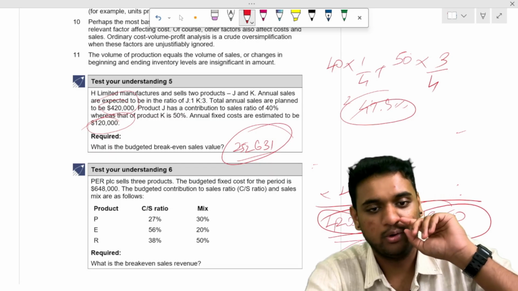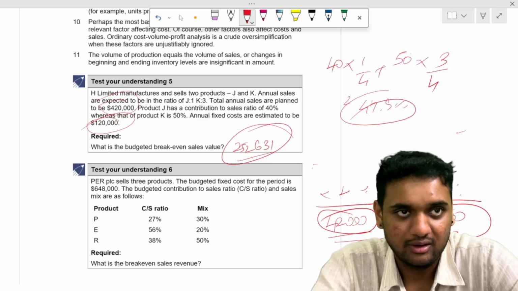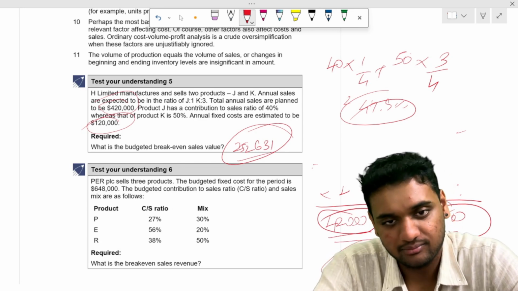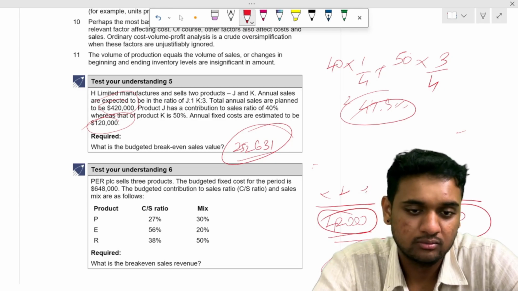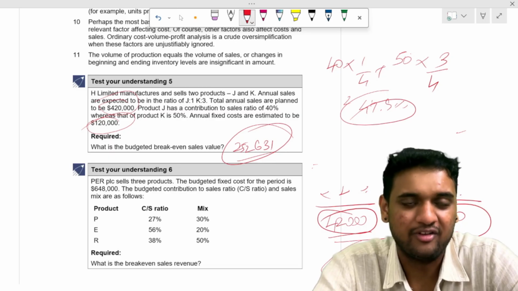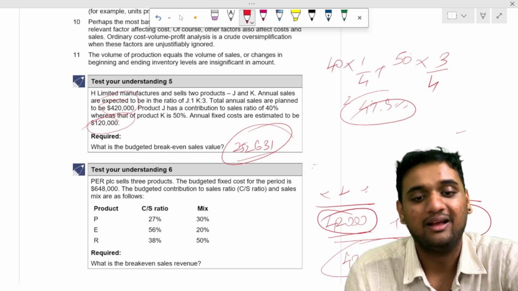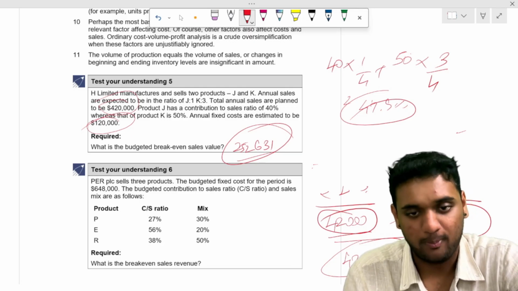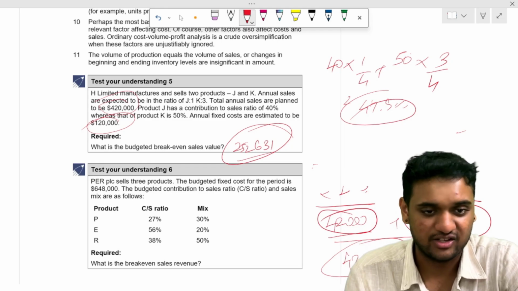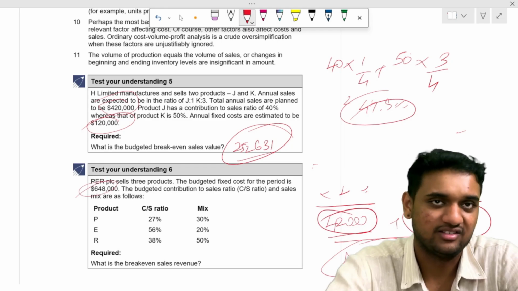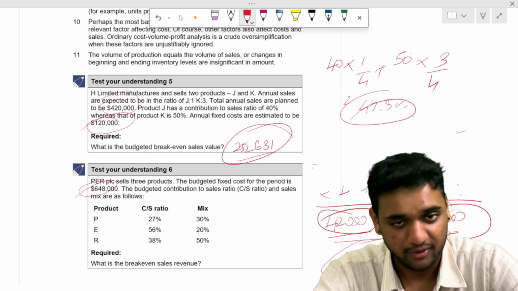Next question, you see what? How do we do? Next question is exactly the same. Instead of ratio, they gave it in percentage terms. So 27% into 0.3 plus 56% into 0.2 plus 38% into 0.5. If you do, you will get the weighted average CS ratio. Fixed cost divided by the weighted average CS ratio, you will get your break-even sales revenue. Understood all of you?